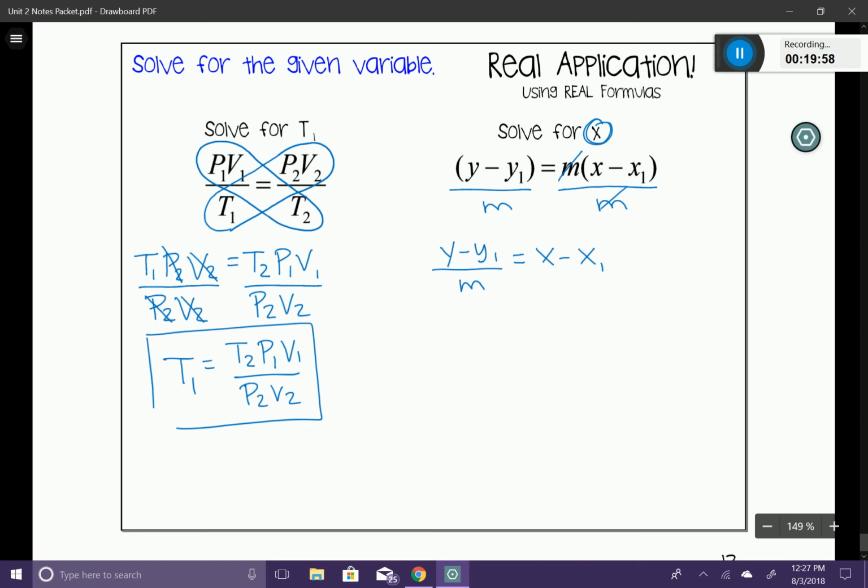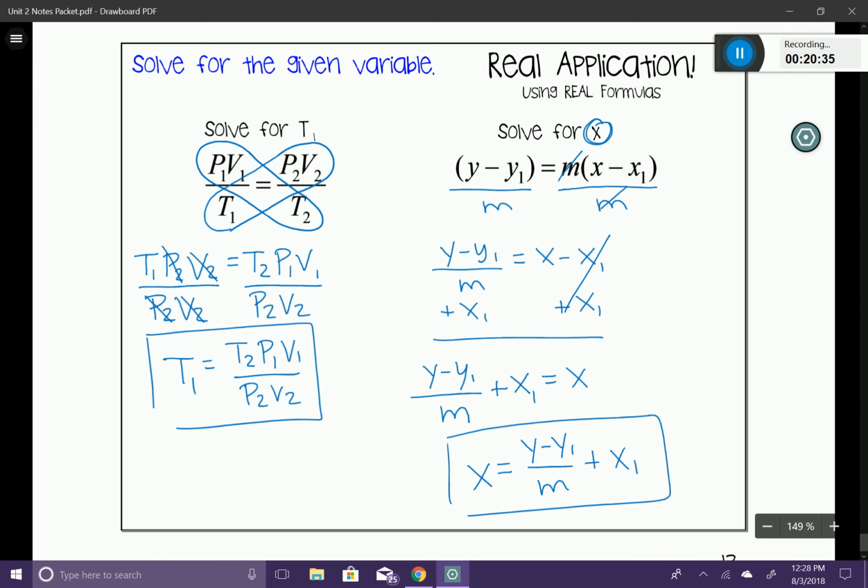And I want to solve for x. Just be very careful. x and x sub 1 are two different numbers, and I want to solve for x. So I'm going to add x sub 1 to both sides. All right, so here we go. I've got y minus y1 over m, and I'm going to add x1 to that, and that's going to equal x. So my final answer: x is equal to y minus y1 over m plus x sub 1.